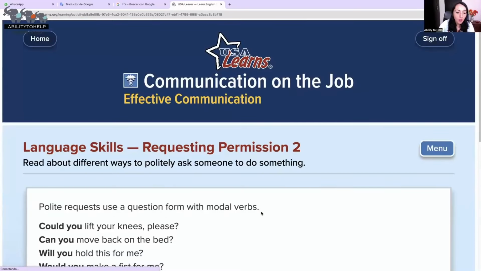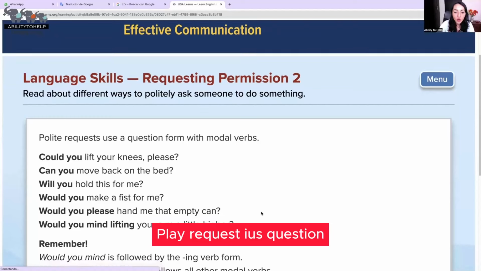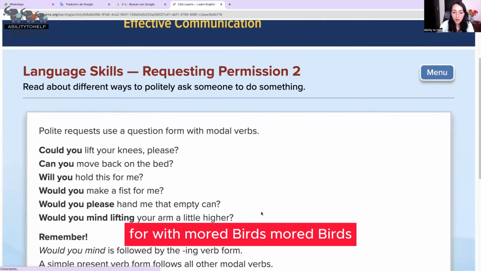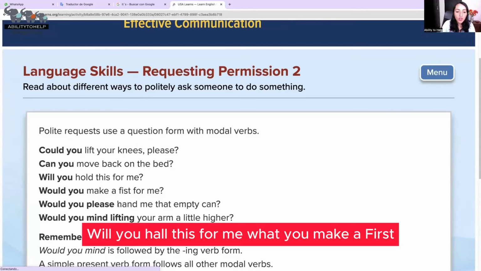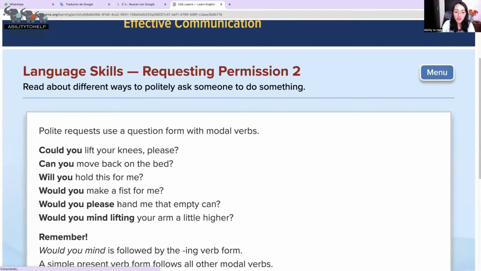So polite requests can use question form with modal verbs. Could you lift your knees, please? Can you move back on the bed? Will you hold this for me? Would you make a fist for me? Would you please hand me that empty can? Would you mind lifting your arms a little higher?